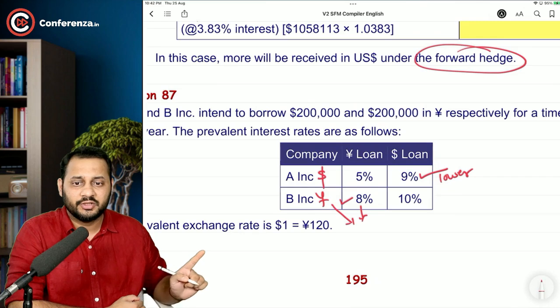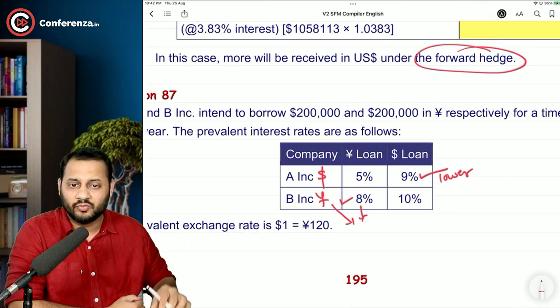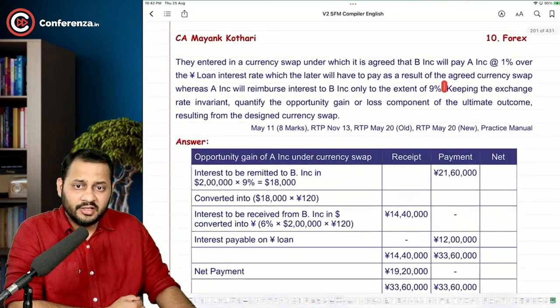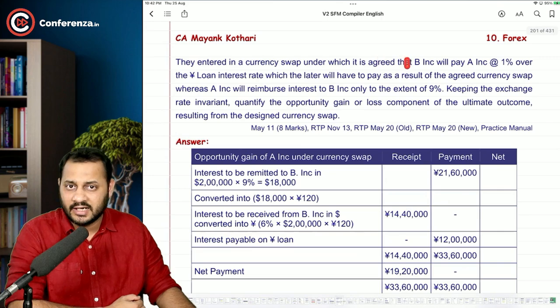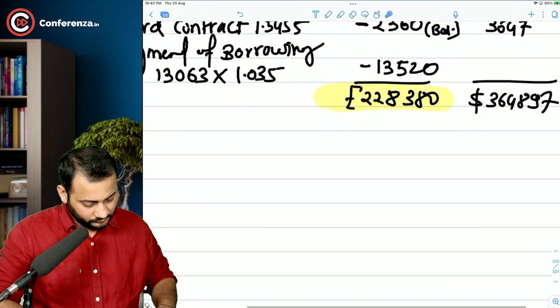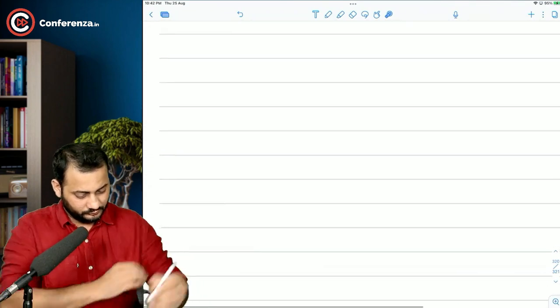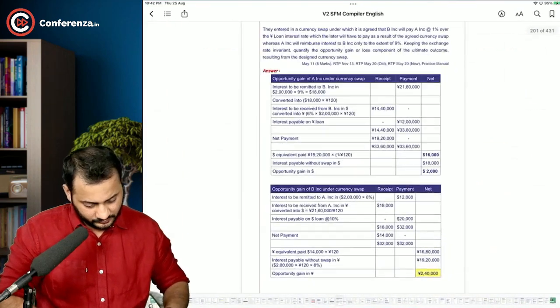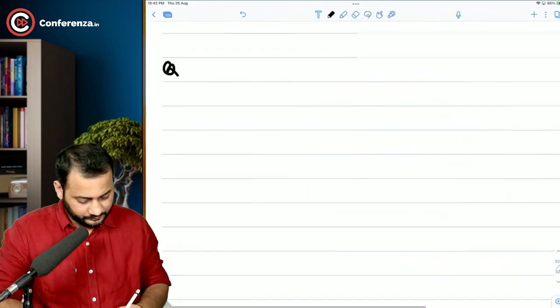The exchange rate today is $1 equal to 120 yen. Now understand, they entered into a currency swap under which it is agreed that, step by step I will go. Let me start the question. This is question number, I think, 87.